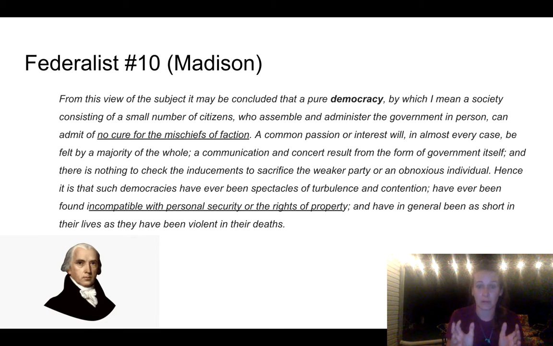Property is this big part about factions. "And have in general been as short in their lives as they have been violent in their deaths." Like, this is a big reason why democracies haven't always worked, because they have to figure out this problem.